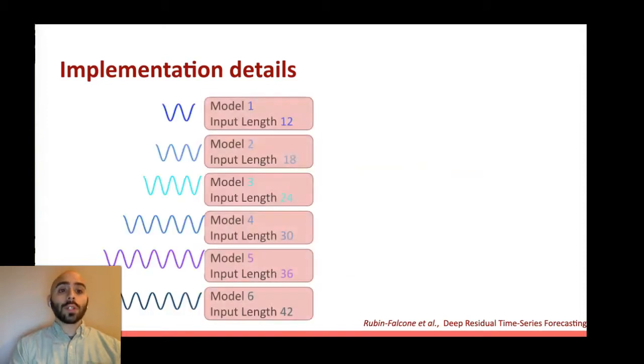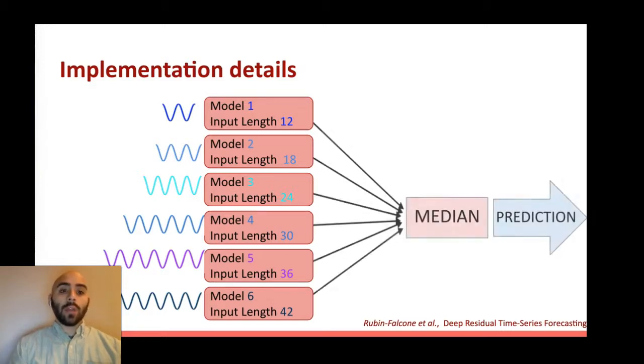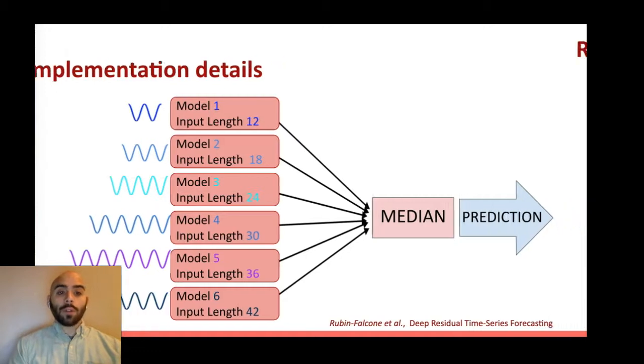We run a total of 6 models, each with a different input length. We use lengths 12 to 42 in multiples of 6. We then output the median of this ensemble as our final prediction. As discussed in Oreshkin et al., this adds a multi-scale aspect to our approach.